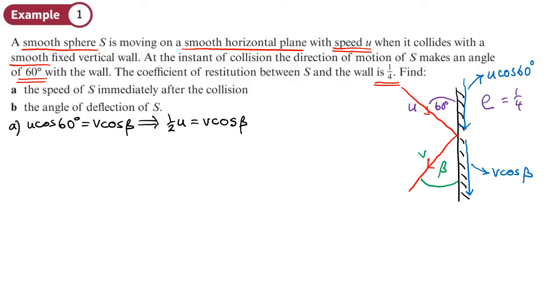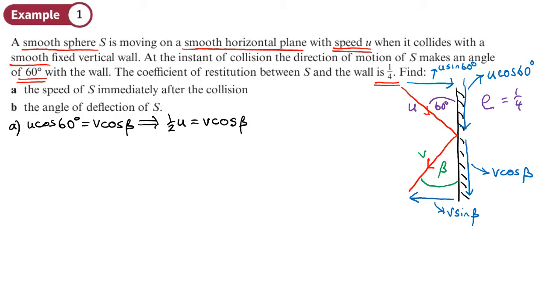Okay, so I'm going to need another equation because beta is unknown, and because I've been given the approach speed as u, I'm not going to be finding u. My answer is going to be in terms of u. So the perpendicular velocities are going to be these here. This one up here is going to be u sine 60, and this one will be v sine beta.